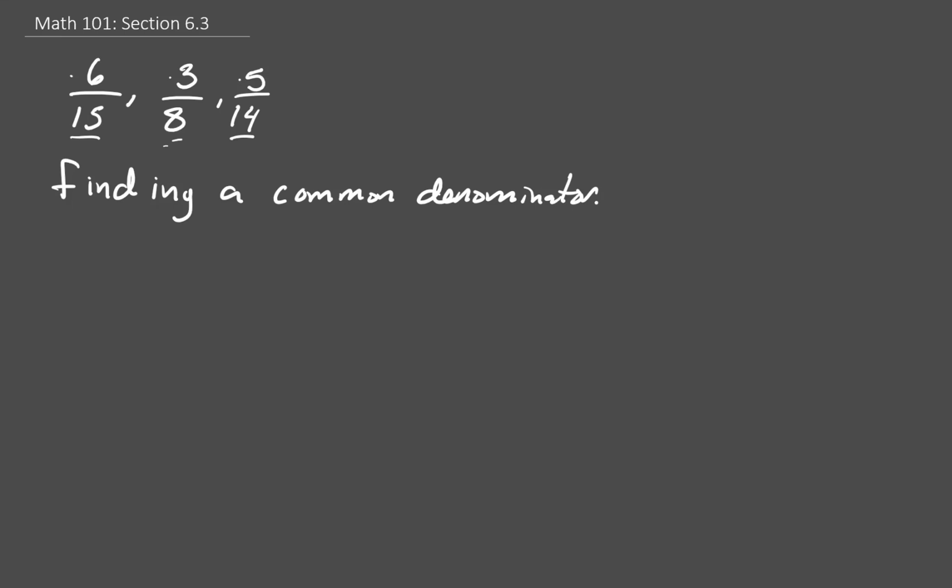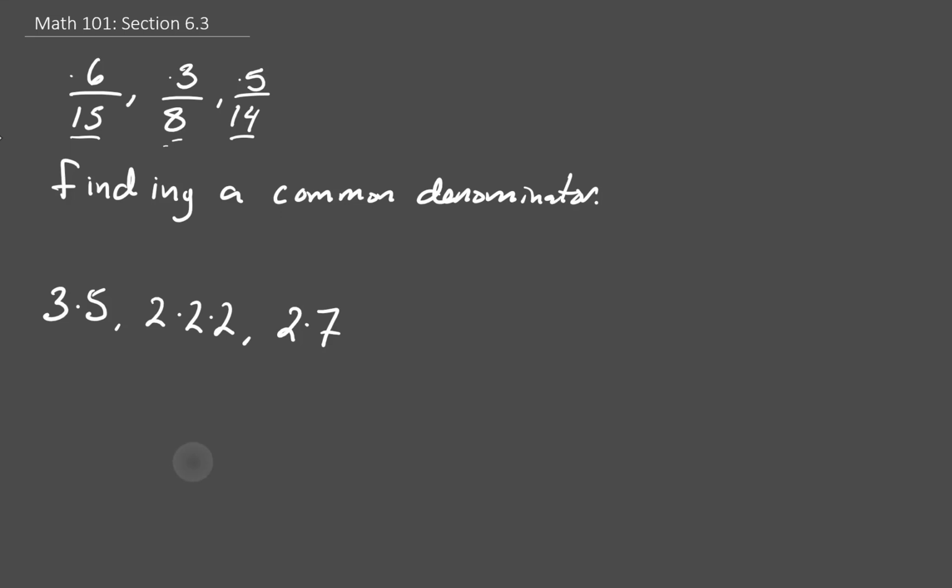But the first thing we do is we factor the denominator. So I have a 3 times a 5 for the first one. I've got a 2 times a 2 times a 2 for the second one, and I've got a 2 times a 7 for the last one, right? Okay. And we want to find a common denominator, and the least common multiple is the one that we're going to use. So the least common multiple will be the smallest denominator you can have that all of these things will go evenly into it.